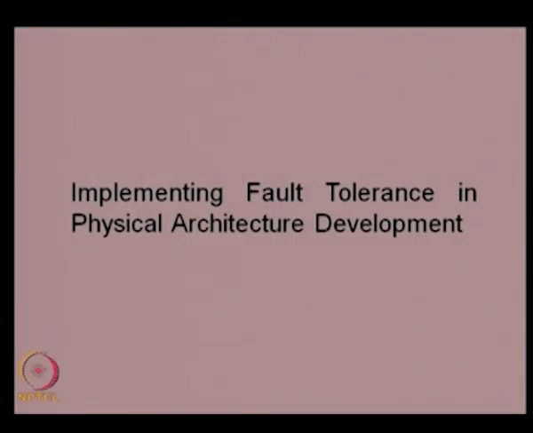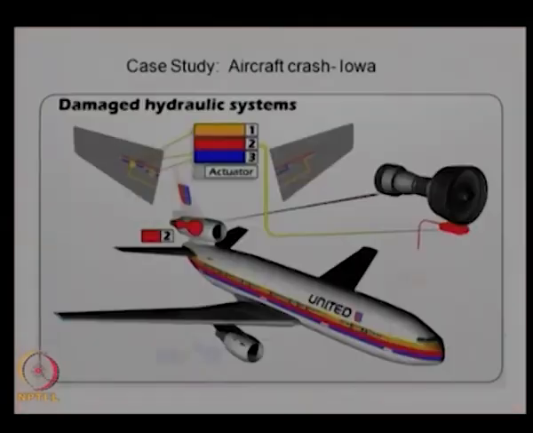The importance of fault tolerance we discussed in the last class, and we mentioned one of the case studies we showed: the failure of the aircraft, United Aircraft 232, was basically because of the failure in having fault tolerant systems, or the provision of a single point failure in the system which actually caused the failure.